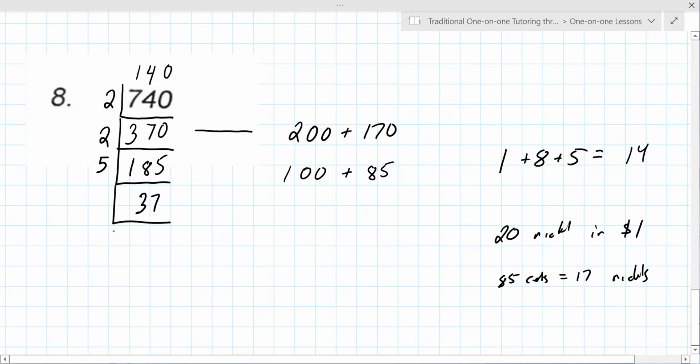You should get this down to 37 though. 7 would not work. Well, 3 can't go into that. So is this a prime number? I think so. It is, yes. And there you have it. It's 2 times 2 times 5 times 37.